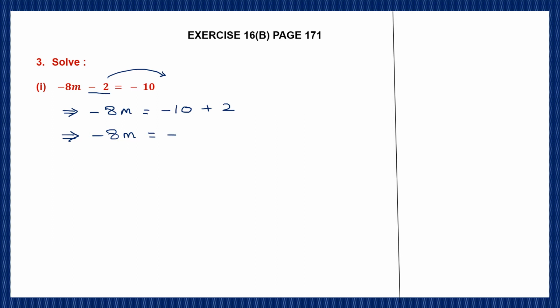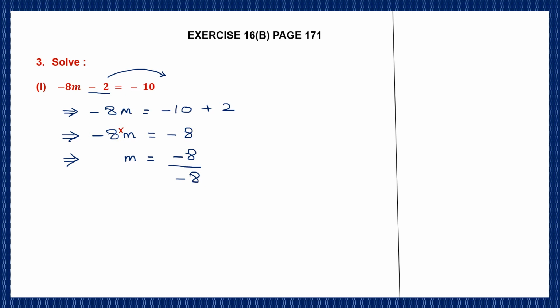When signs are different, put the sign of the bigger number and subtract. 10 minus 2 is 8. So now we know minus 8m is minus 8. So let's take only m. So here minus 8m means 8 into m. So when minus 8 goes to the other side, it becomes division. So minus 8 is already there on the right hand side, and I bring this other one from the left hand side to the right, it becomes minus 8.